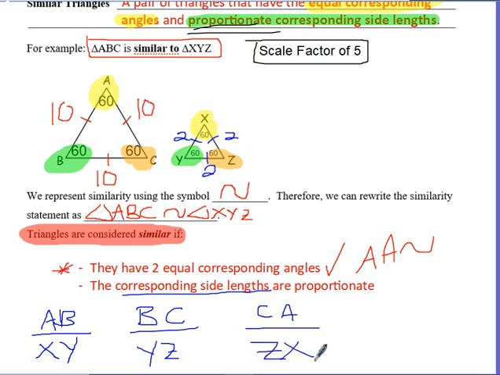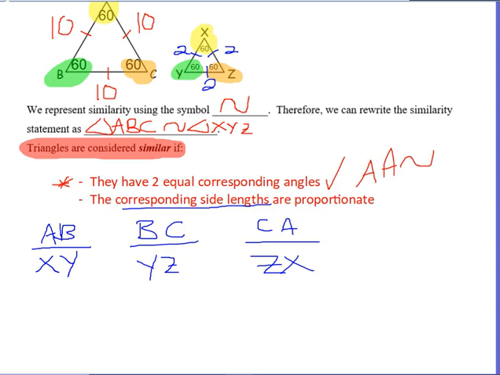Now you're probably wondering why I'm dividing them all. Well, let's have a look. Let's fill in the blanks. Here, I'm going to put in these lines. AB is 10, XY is 2.